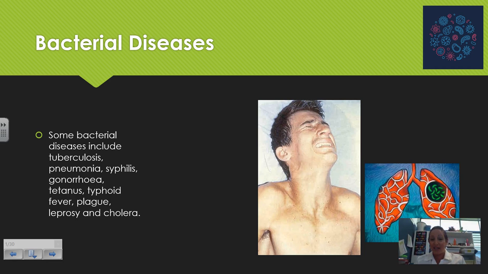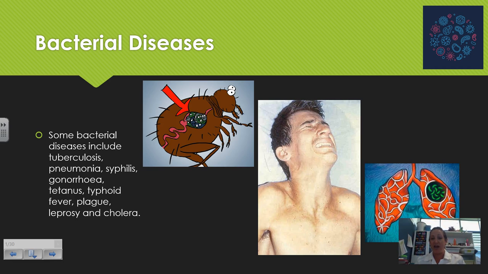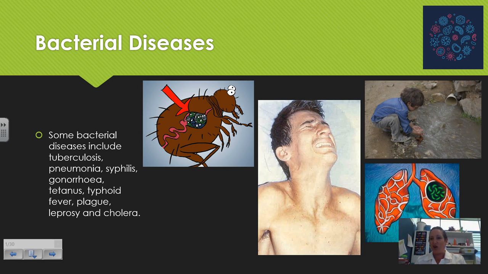Syphilis, gonorrhea, tetanus, which is not very common these days in first world countries, can be extremely painful, causing muscle spasms and lockjaw. Typhoid fever, the bubonic plague, which was caused by bacteria-infected fleas, which bit humans and transferred that disease to humans. Leprosy and cholera, which is another one which is spread by drinking water with bacteria in it.